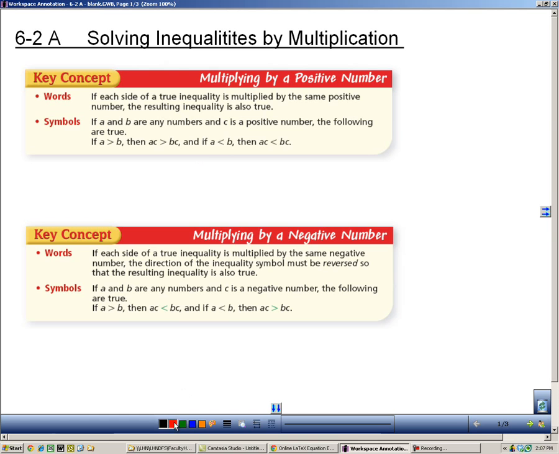But there is something to take a look at. There's a key concept when you multiply by a negative number, and it's very, very important. It says that when you multiply an inequality by a negative number, the direction of the inequality symbol must be reversed. That's very important. When you multiply by a negative number, the direction of the inequality must be reversed. We're going to practice that a couple times.